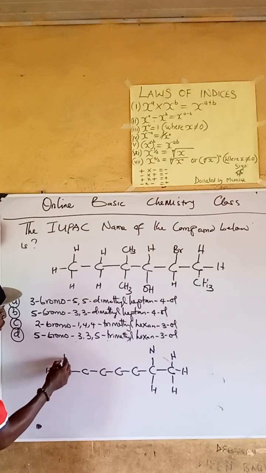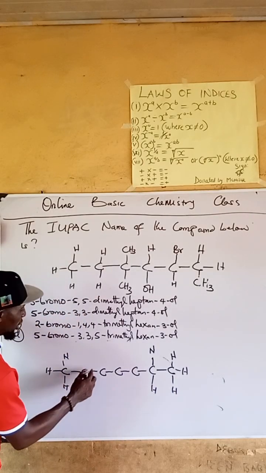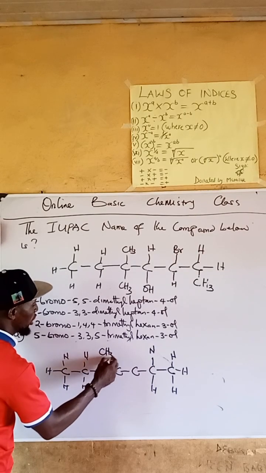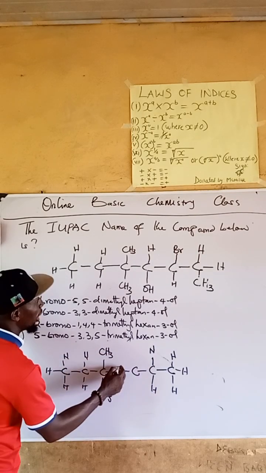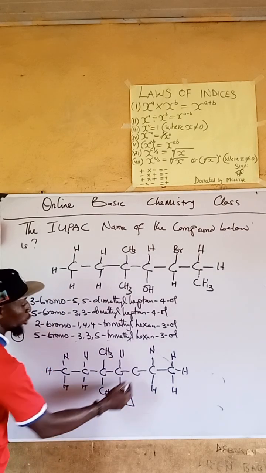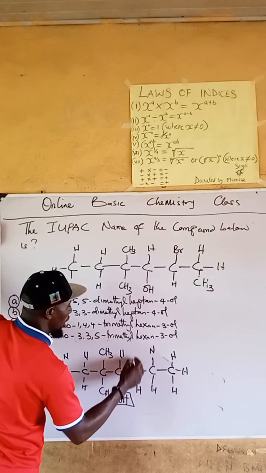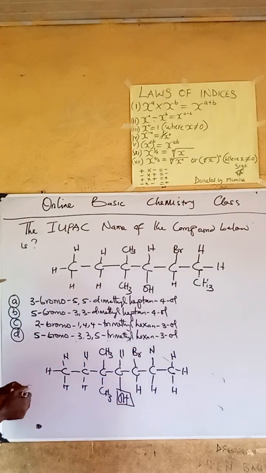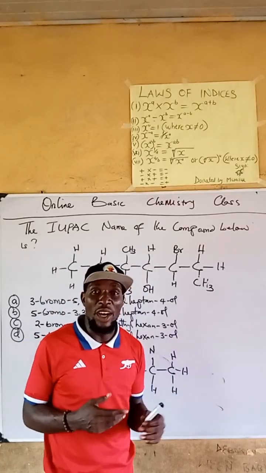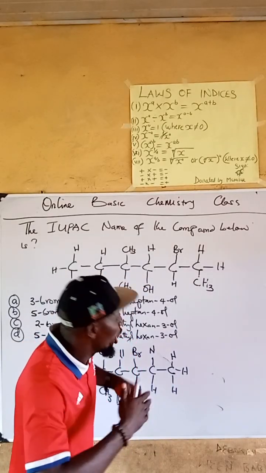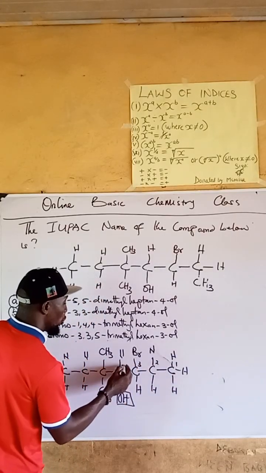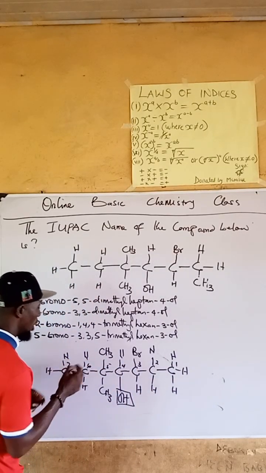Let's saturate it now with everything. This was hydrogen, hydrogen. This was CH3, CH3, and this was OH holding our functional group. Please note this is our functional group. Then we have an H and a bromo group. Is that clear? So now, which end do we number from? We said we should number from the end that will give the functional group the smallest possible number. So let's start numbering: 1, 2, 3, 4, 5, 6, 7.